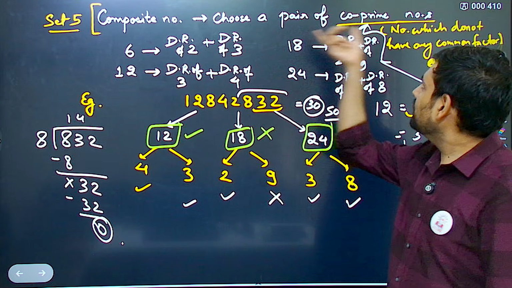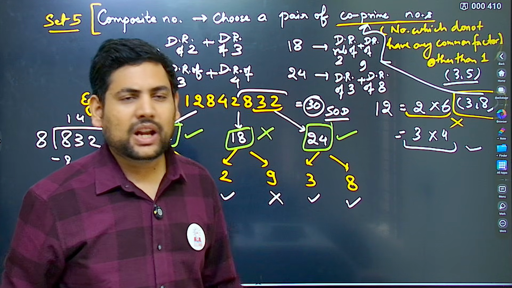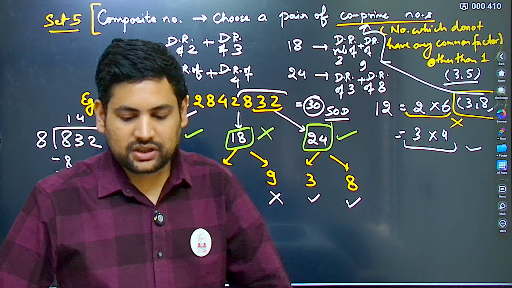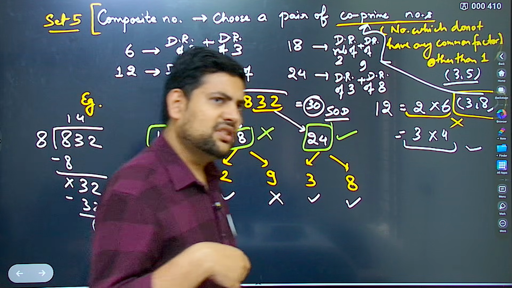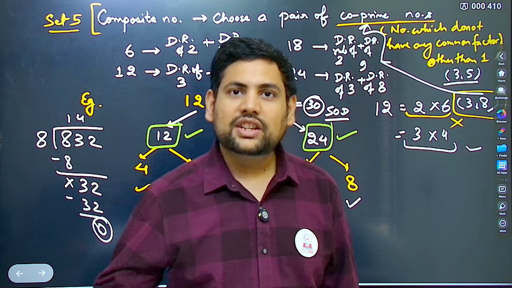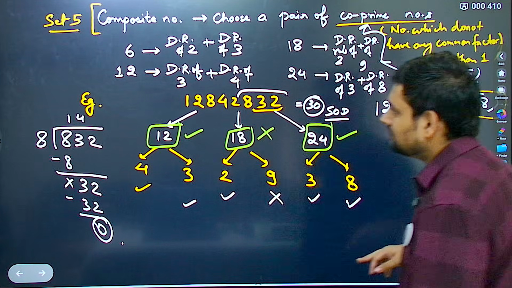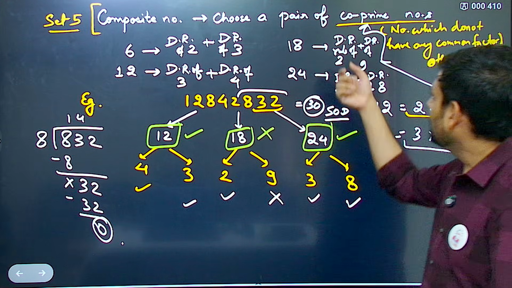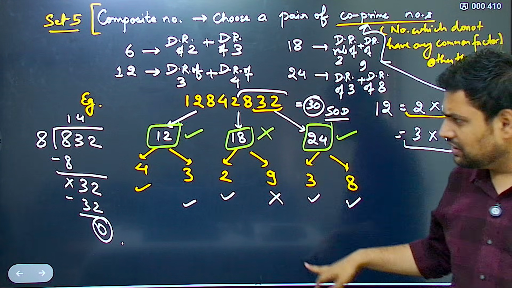Then set 5 was for composite numbers. What you had to do? You had to choose a pair of co-prime numbers. Remember co-prime, which may be prime, may not be prime, both composite, does not matter. For example, 8 and 9 are co-prime numbers because they have nothing common between them, correct? In fact, any consecutive integers, for example 8, 9 or 9, 10 or 10, 11, will be co-prime in nature because the difference between them is one only, correct? So for 6, divisibility rule of 2 and 3; for 12, 3 and 4; for 18, 2 and 9, because these are co-prime. Similarly for 24, this also you remember.